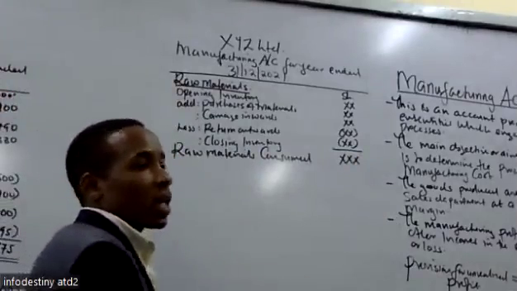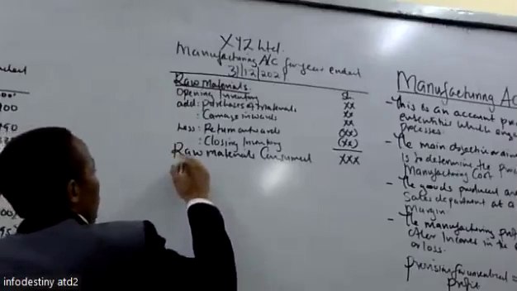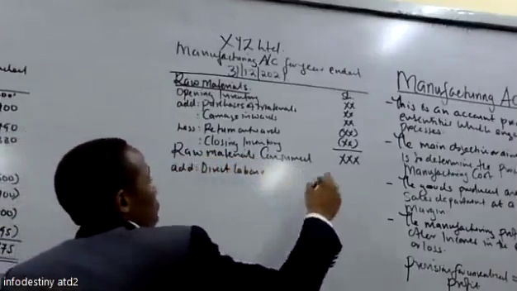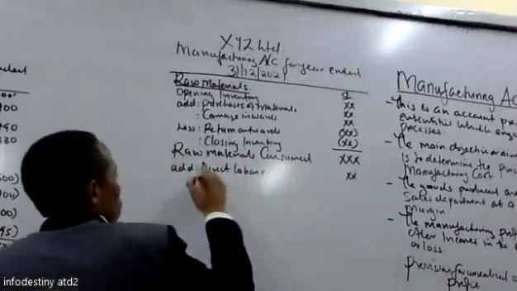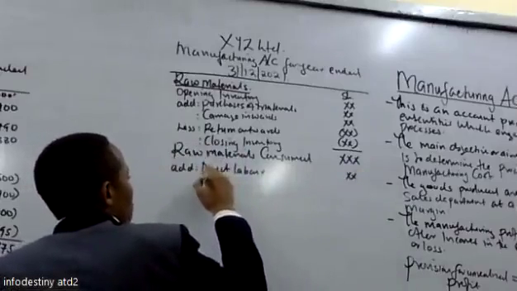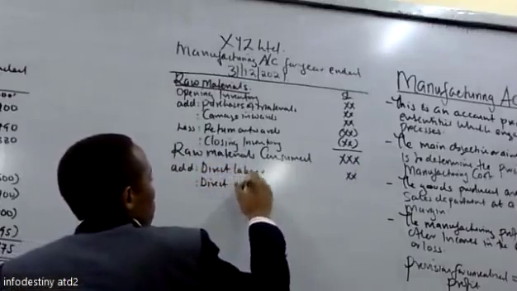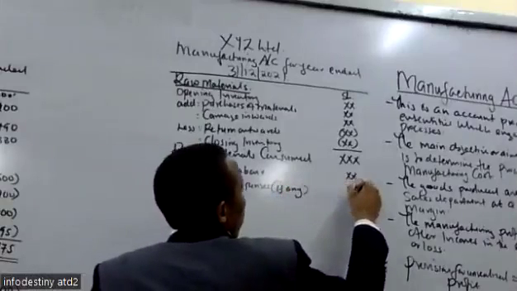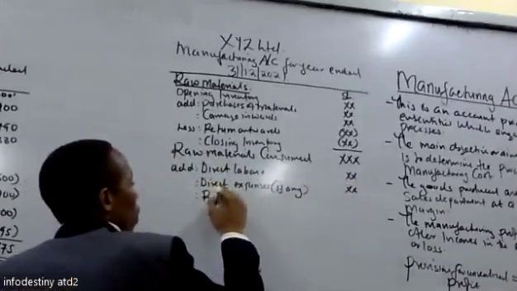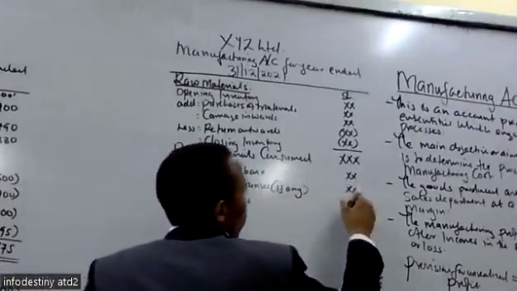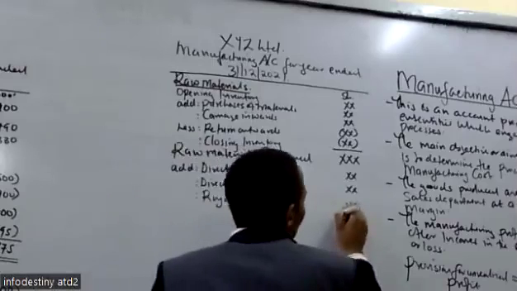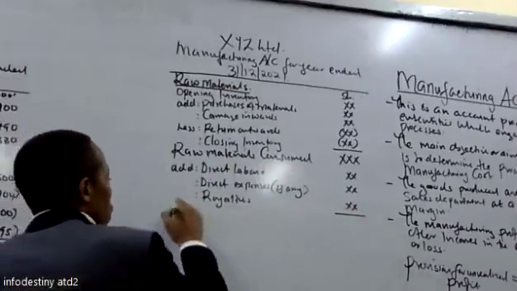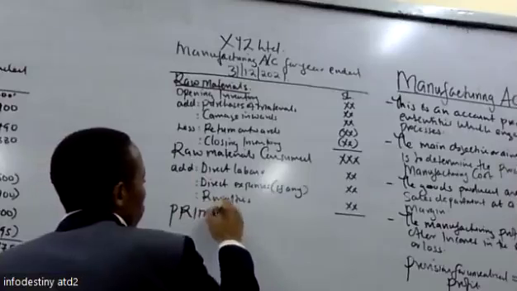Then we add other direct costs in production. We add direct labor. We also add any direct expenses, if any. And also we add what we call the royalties. And this will give us the total of all direct costs, and the total of the direct costs we call the prime cost.